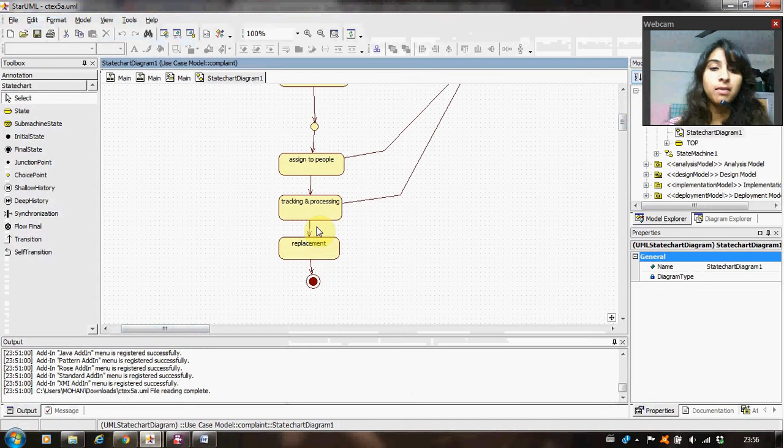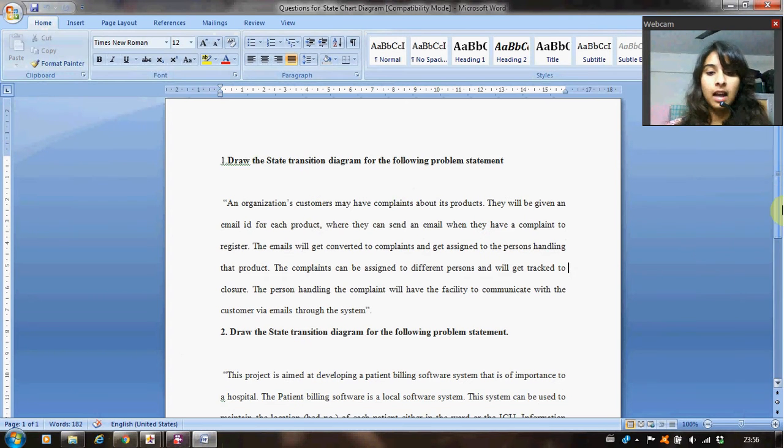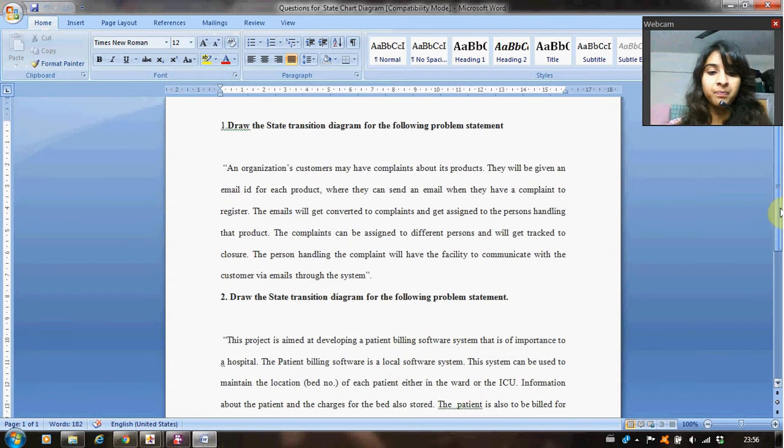So once replacement is done, the whole process itself is complete. So this is the first scenario that we have seen in the state chart diagram. The second question that we are going to see is, draw the state transition diagram for the following problem statement.